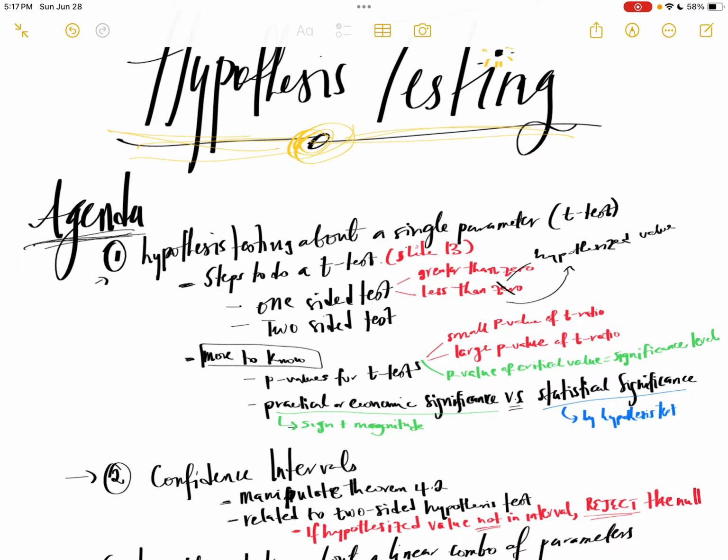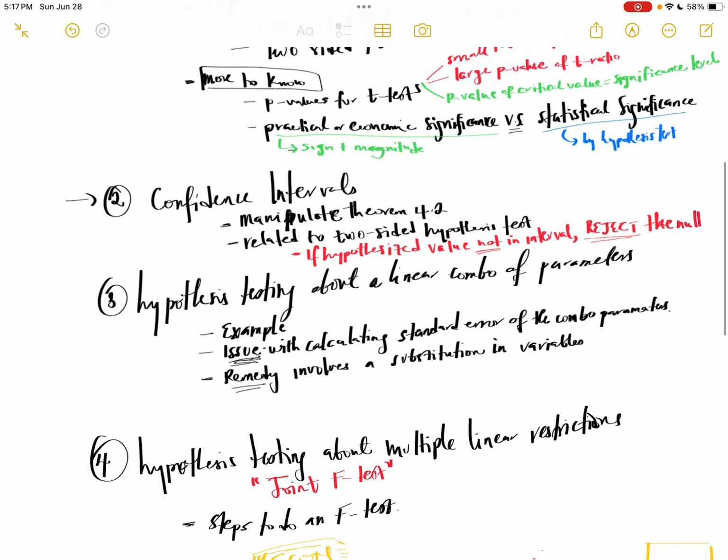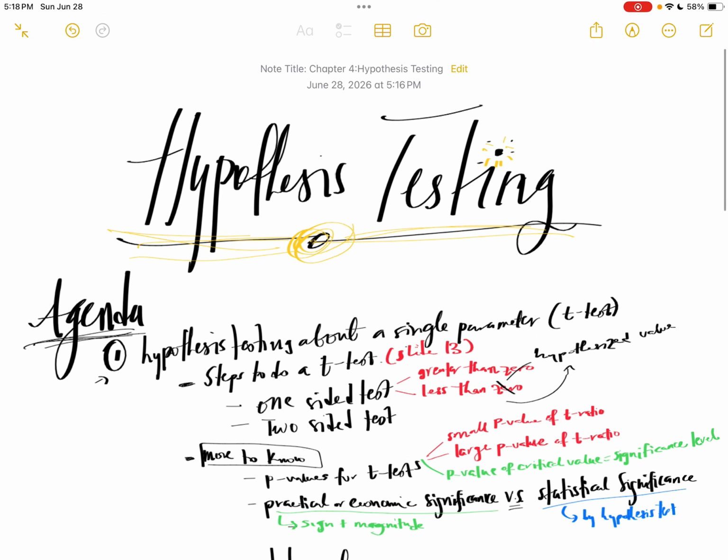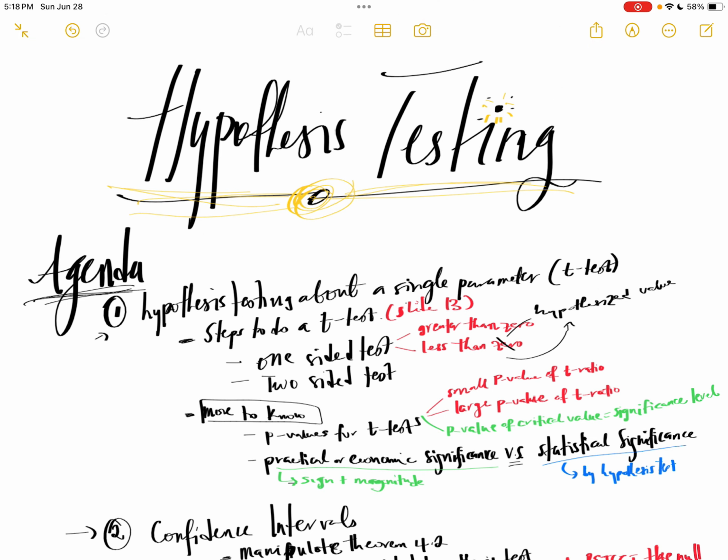This is the agenda. For the first part of the video, I will work on hypothesis testing about a single parameter. Follow that up with confidence intervals. In part 2 of the video, we will work on hypothesis testing about a linear combination of parameters, and follow that up with hypothesis testing about multiple linear restrictions. Let's start from the top.